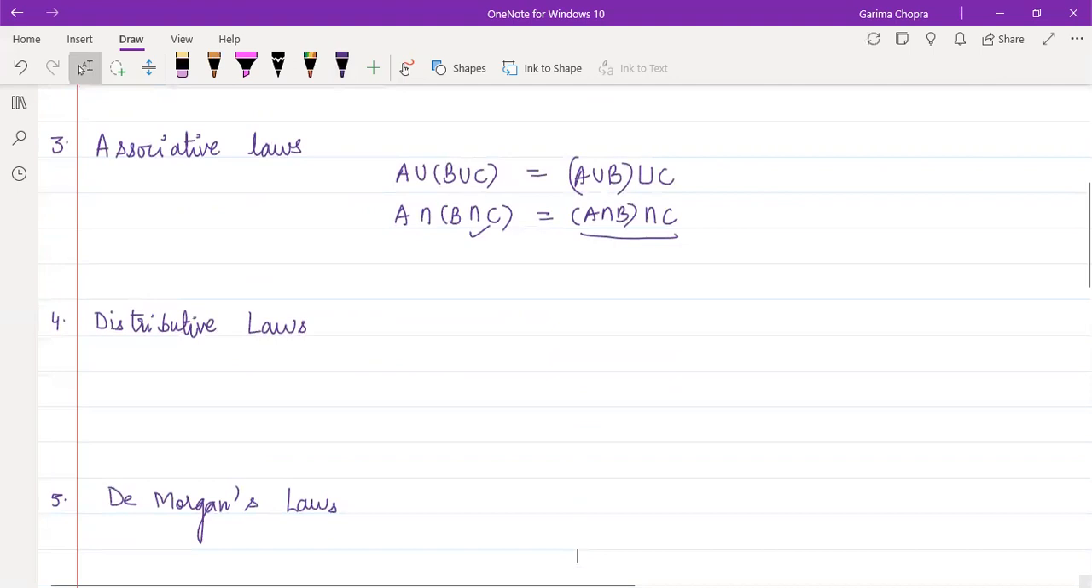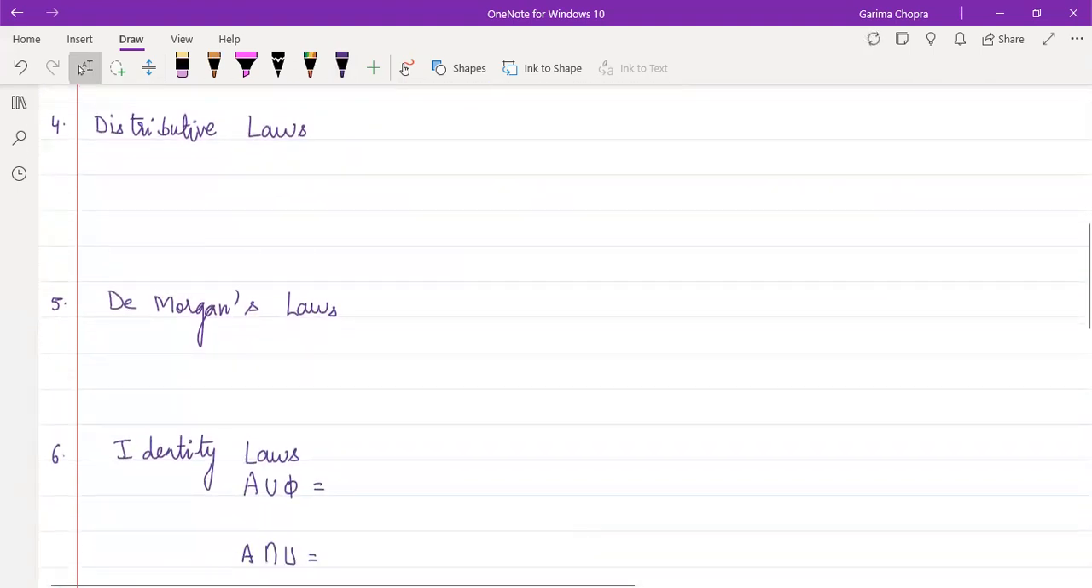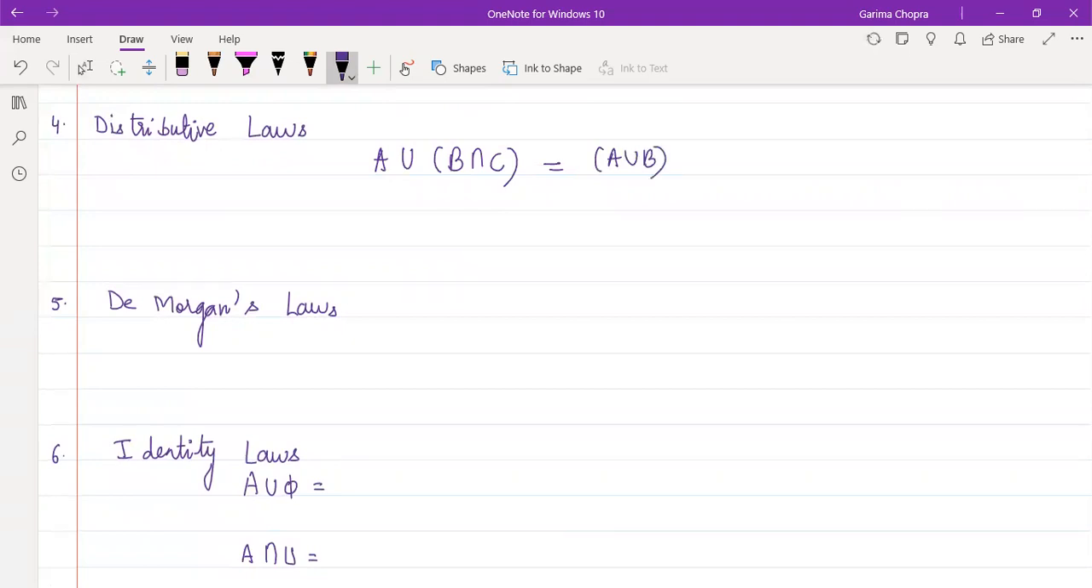Now come to the distributive law. In the distributive law, we have two operations, the union and the intersection operation. If we write down the distributive law, then A union B intersection C can be written as A union B intersection A union C. And another form of this distributive law is A intersection B union C, which can be written as A intersection B, union, A intersection C.